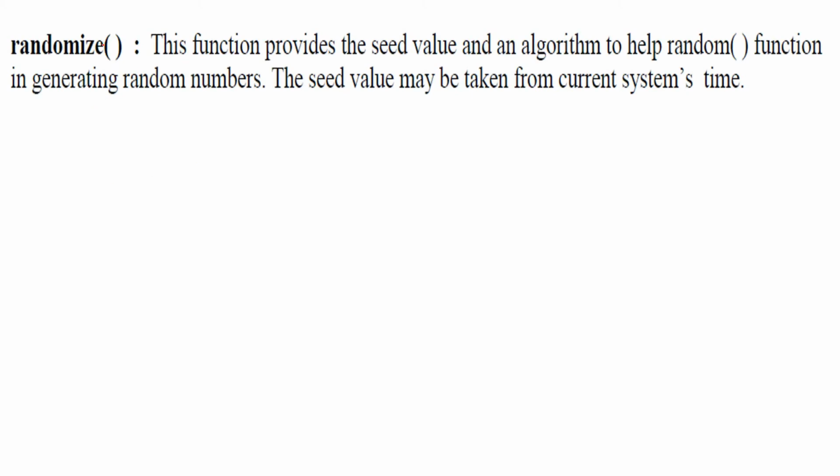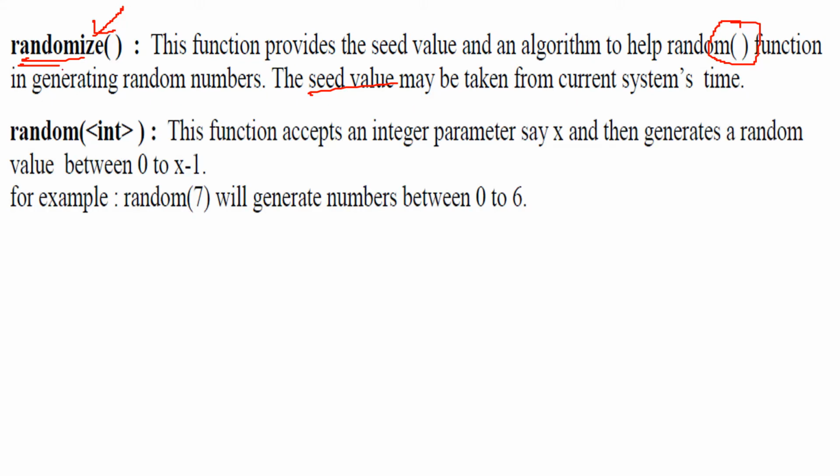So randomize, what this function does is give you a seed value, and also an algorithm in order to help the random function to generate the random numbers. This seed value can be taken from the current system time also. So randomize provides the seed value and the algorithm to help the random function generate random numbers.